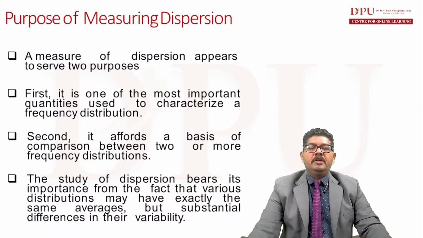The study of dispersion bears its importance from the fact that various distributions may have exactly the same averages. So we know that there can be distributions which have the same averages, but different dispersion values. That's why we need to study dispersion, because we may have groups of data with the same mean values, but how the individual items are spread away from the central value is also essential to know in order to understand the difference between the various data sets.